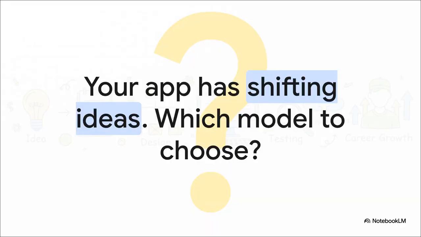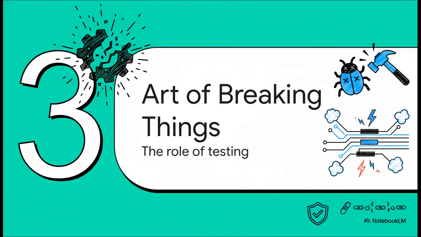Okay, let's bring this down to earth. Imagine you're building a simple homework planner app, but your ideas for new features are constantly changing. You add one thing, then you think of something cooler. Looking at these models, which one would you pick? If you're thinking agile or maybe incremental, you're right on the money. You need that flexibility. All right, let's move on to what might be the most critical and, honestly, the most fun part of the whole process, testing.